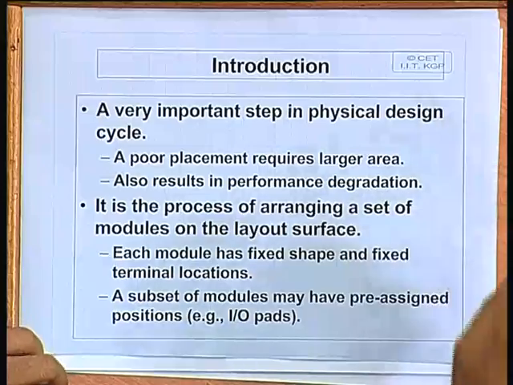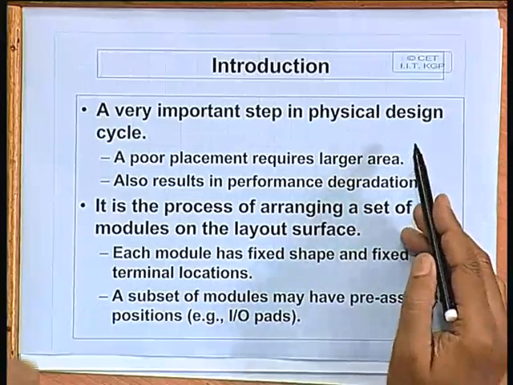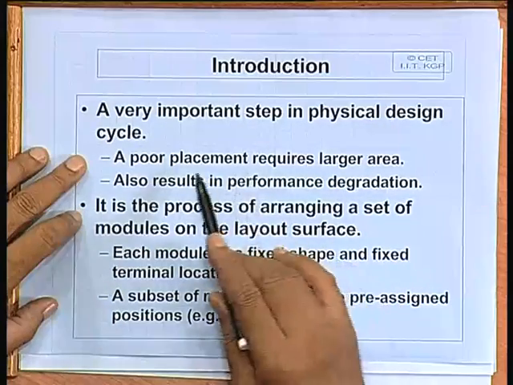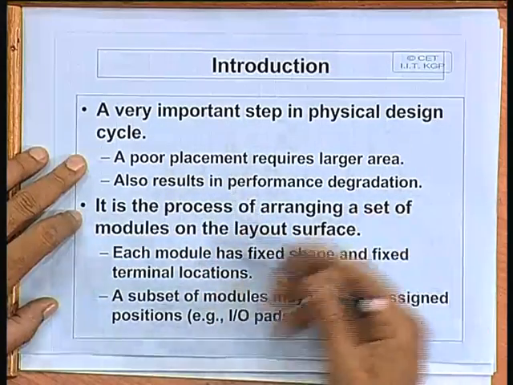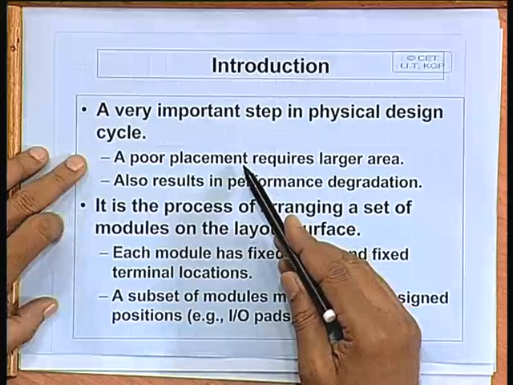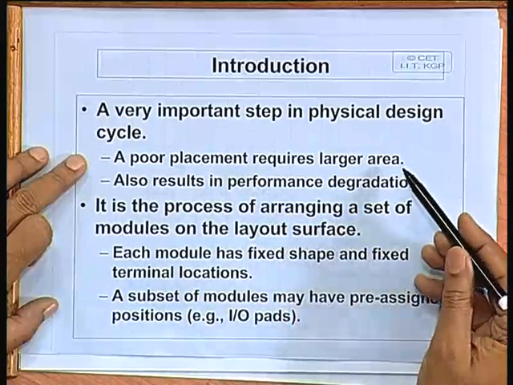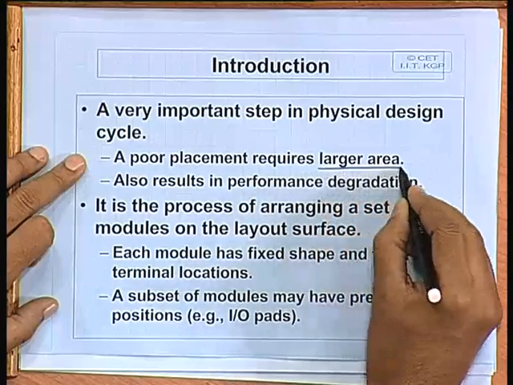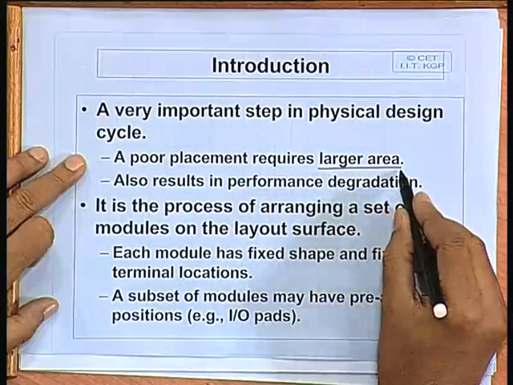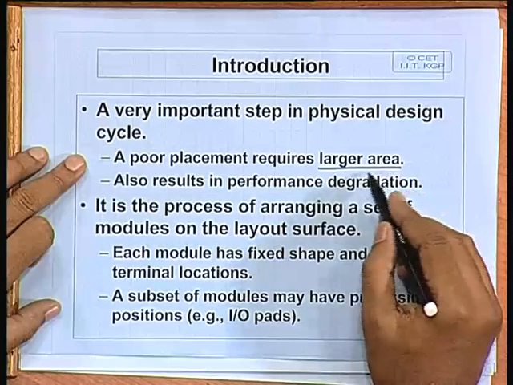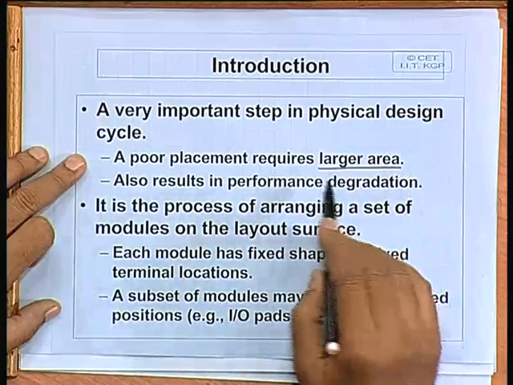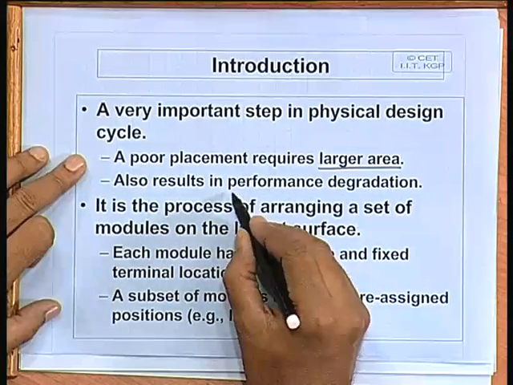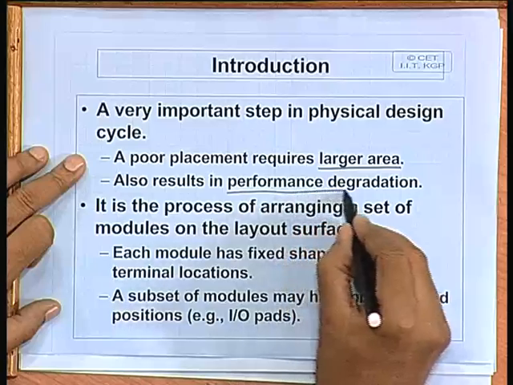Now, placement clearly is a very important step in the design cycle of a VLSI chip. The reason is very clear. If you have a poor placement, then typically the length of the nets would be pretty long, and moreover there will be congestion in the routing regions. So, it will require larger area in general. This larger area will primarily arise out of increased area required for interconnection, and since some of the nets may become longer, they may be critical nets also. So, in general the performance will degrade.